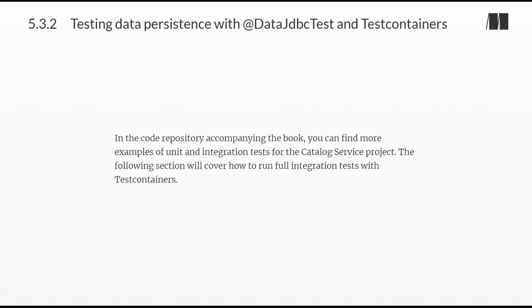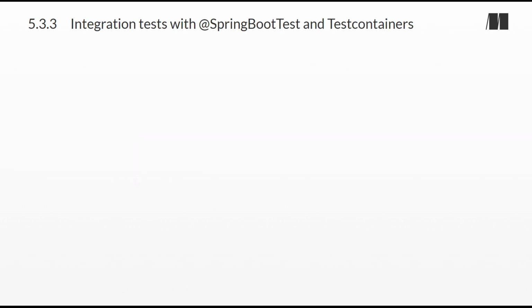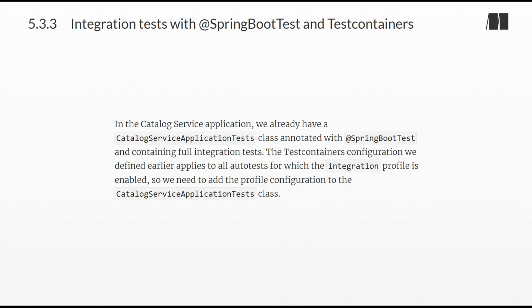The following section will cover how to run full integration tests with Testcontainers. Section 5.3.3, Integration Tests with @SpringBootTest and Testcontainers. In the Catalog Service application, we already have a CatalogServiceApplicationTests class annotated with @SpringBootTest and containing full integration tests. The Testcontainers configuration we defined earlier applies to all auto tests for which the integration profile is enabled, so we need to add the profile configuration to the CatalogServiceApplicationTests class.